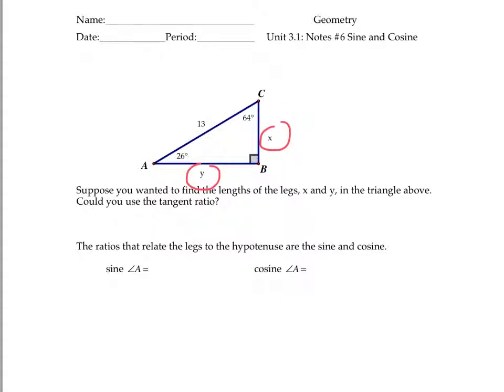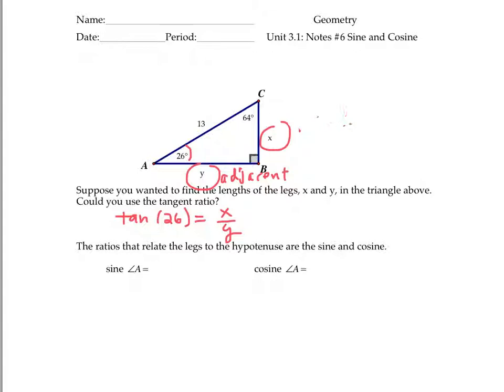Alright, say we wanted to find the lengths of those sides. Could we use the tangent ratio? Well, let's check it out. For angle A, the 26-degree angle, x is the opposite side, or opposite leg, and y is the adjacent leg. So our tangent function would look like this: tangent of 26 degrees equals x over y. Unfortunately, we have two unknowns in that equation, so it's not something that we can solve.